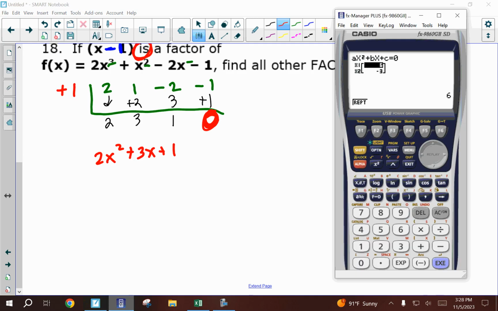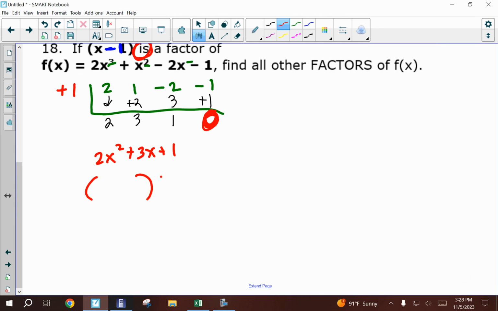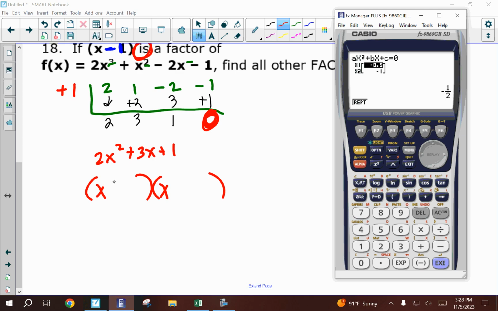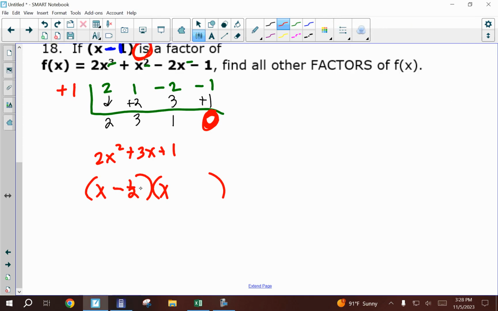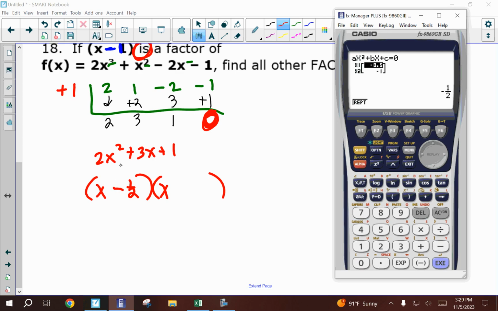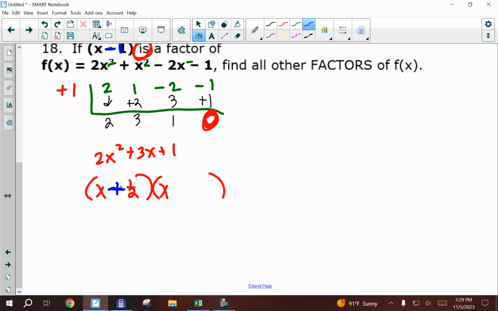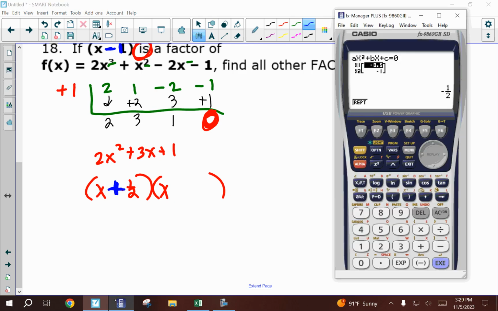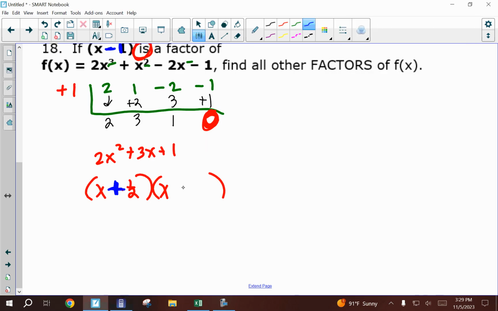And then again, we can just use the solver. So I'm going to put 2, and then I'm going to put 3, and then I'm going to put 1. So I'm going to get my answers here, and we'll talk about fraction answers here in a minute. So it gives me a fraction of negative 1/2. And because it's a negative 1/2, I got to remember to switch this to a plus because factors and answers are always opposite. The second answer is negative 1, so that means I got to stick in a plus 1 right here.